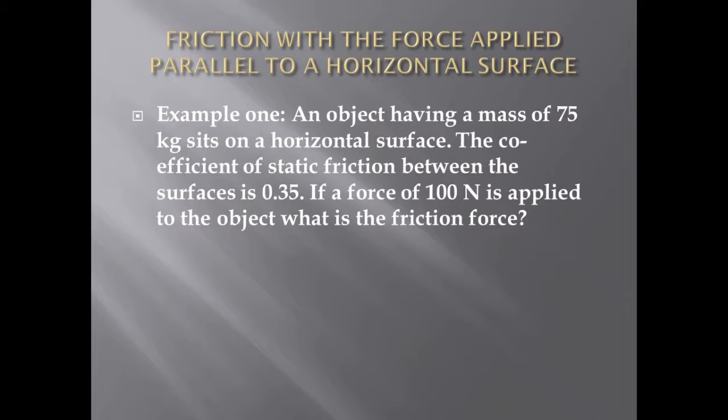Example 1. An object having a mass of 75 kilograms sits on a horizontal surface. The coefficient of static friction between the surfaces is 0.35. If a force of 100 newtons is applied to the object, what is the friction force?